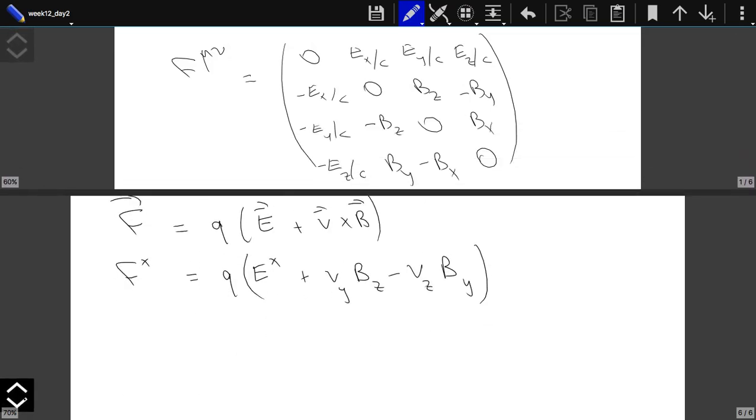Now let's write this in terms of the components of F mu nu. This is equal to q times, well, Ex is nothing but c times F01 plus v2. Now Bz is F12 plus v3. Well, minus By is F13.